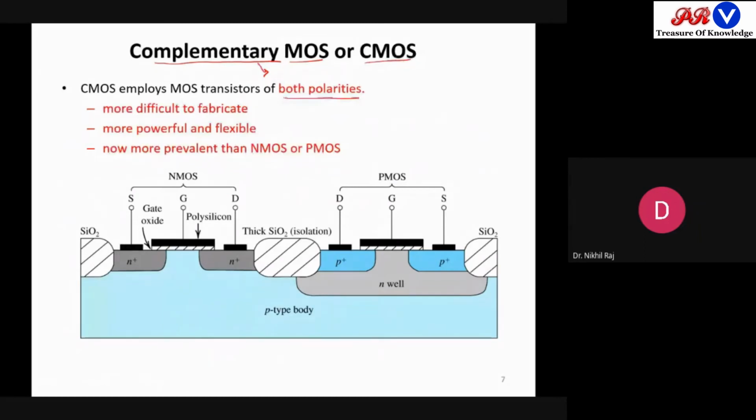However, there is a problem that it is more difficult to fabricate, but the advantage is it's more powerful and flexible, and it is more prevalent than using single NMOS or single PMOS. Even now also we can realize any function using only NMOS or only PMOS, but compared to single use, the complementary MOS is more preferred because of various advantages.